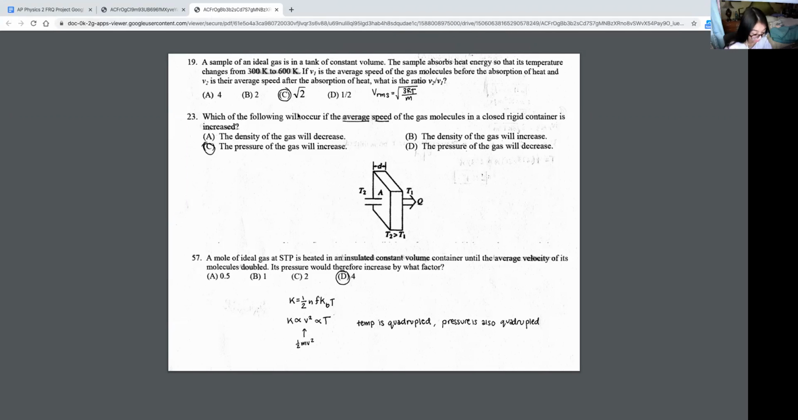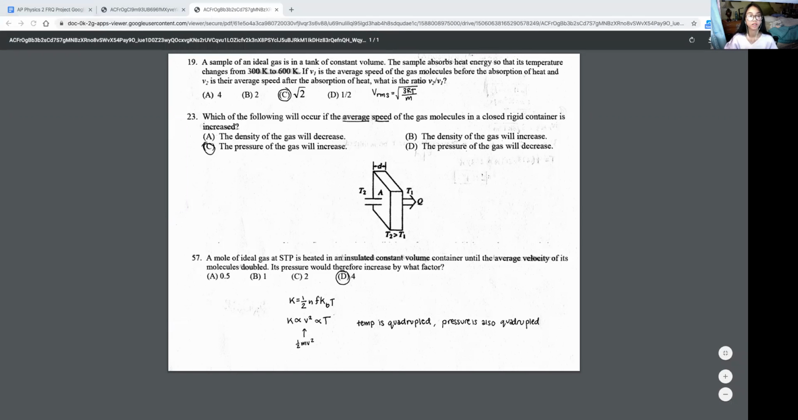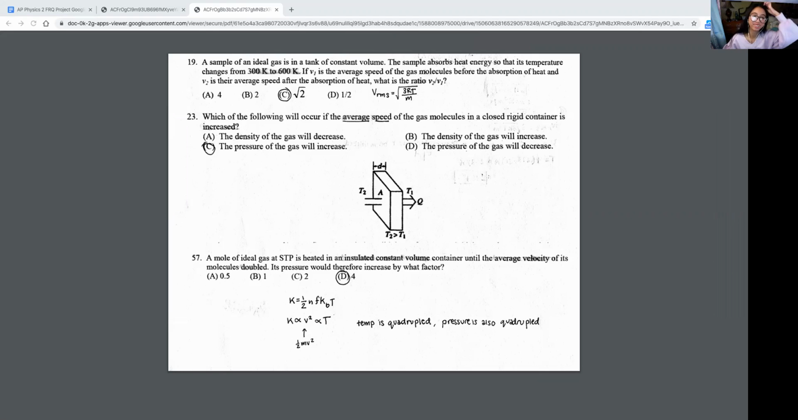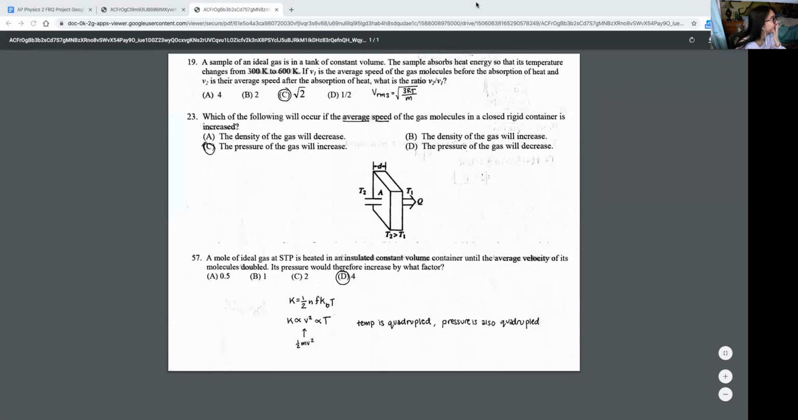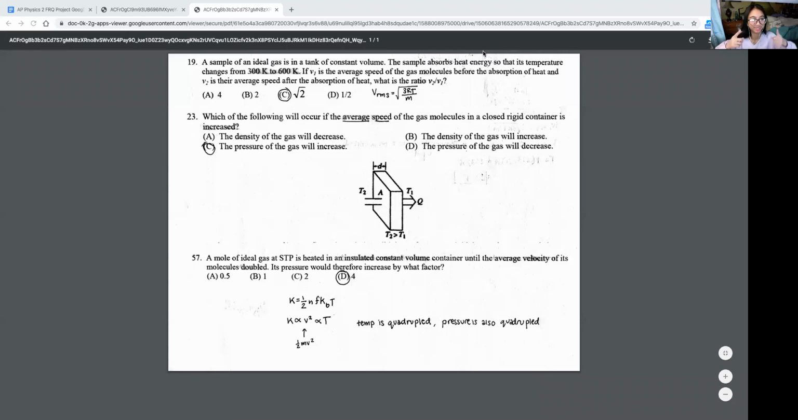Excuse me, my voice is dying. A sample of an ideal gas is in a tank of constant volume. The sample absorbs heat energy so that its temperature changes from 30 Kelvin to 60. What is wrong with me? Give me a second. All right, I'm back. I had a drink of water. Hopefully I don't mess up now.